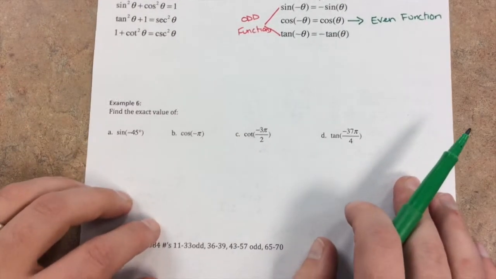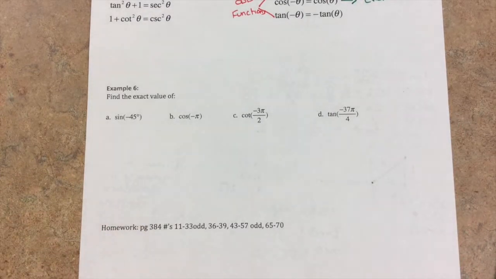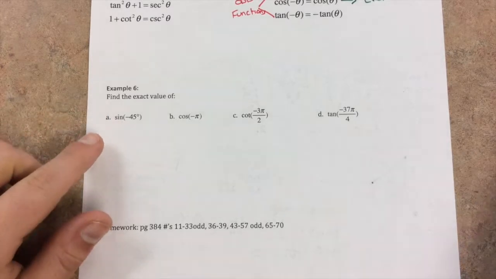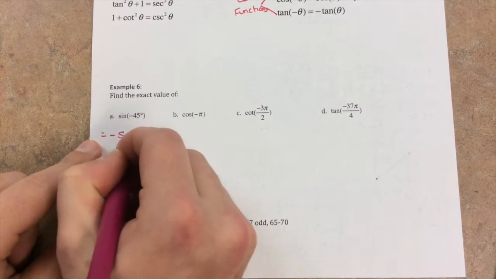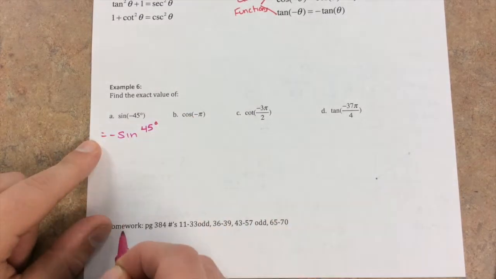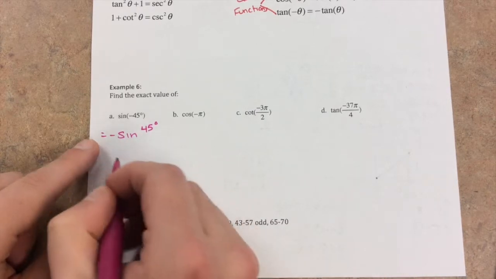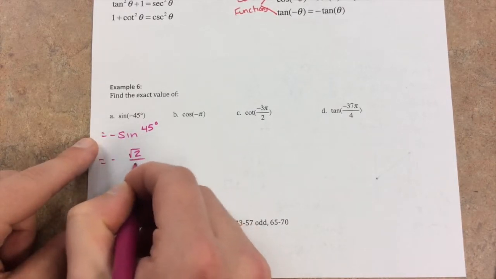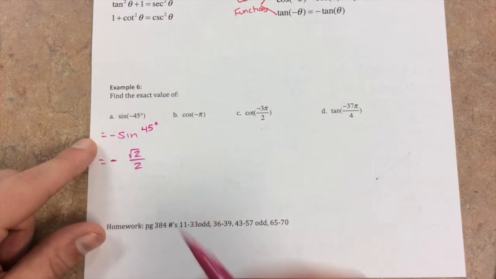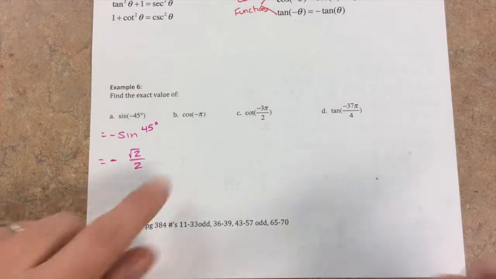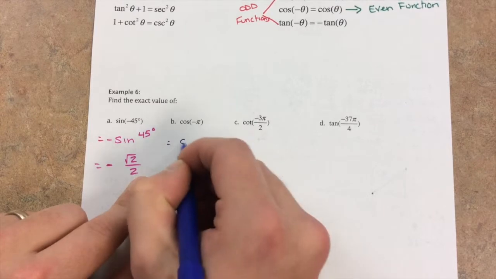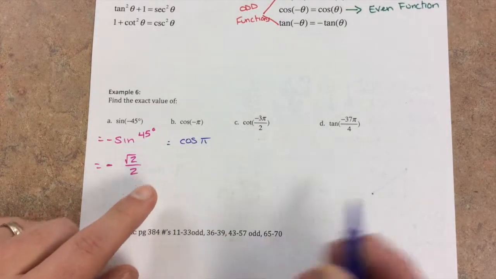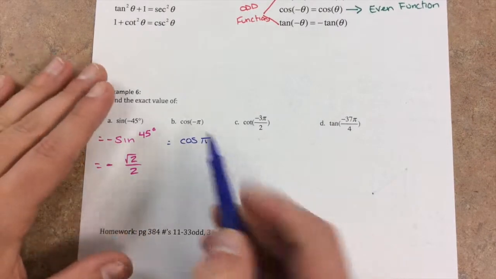So let's try some of that out, and then we are done with 6.3. Example 6. Find the exact value of sine of negative 45 degrees. Well, since we know that sine is odd, this is the same thing as negative sine of 45 degrees. Sine of 45 degrees is the square root of 2 over 2, and we make that negative. So negative root 2 over 2. B, we know that cosine is even, so if we plug in a negative, that's the equivalent of asking what's the cosine of pi? We look at our unit circle, and we see that cosine of pi is negative 1.